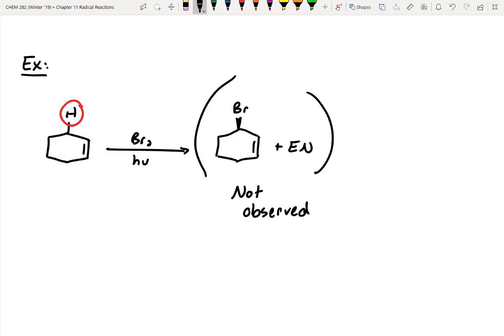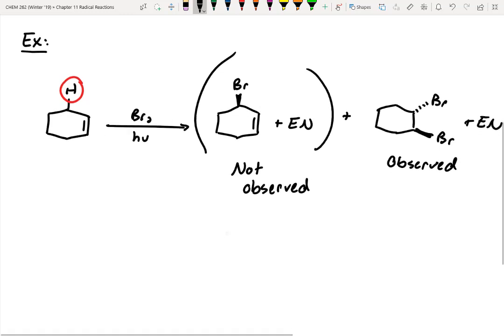Does anybody know another reaction that could occur rather than the radical reaction? Give you a hint. Got elemental bromine, got a pi bond. We could do addition. So instead of observing the radical product for this reaction, instead what is observed is anti-addition of bromines across that pi bond, along with an enantiomer. This is observed.